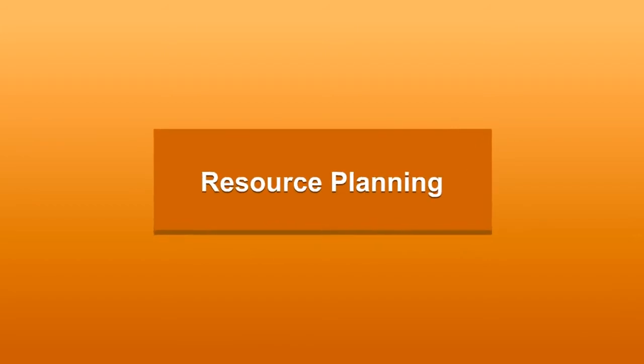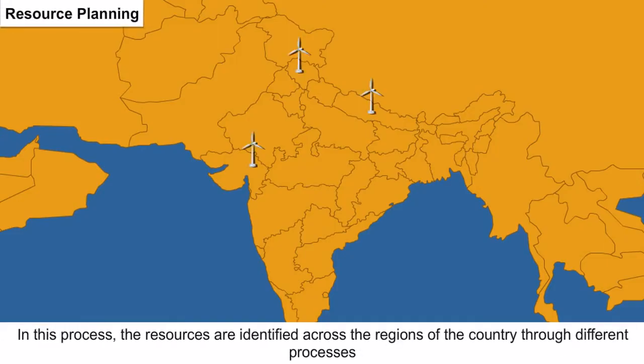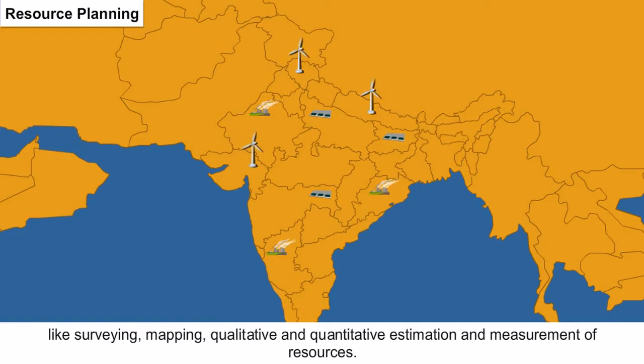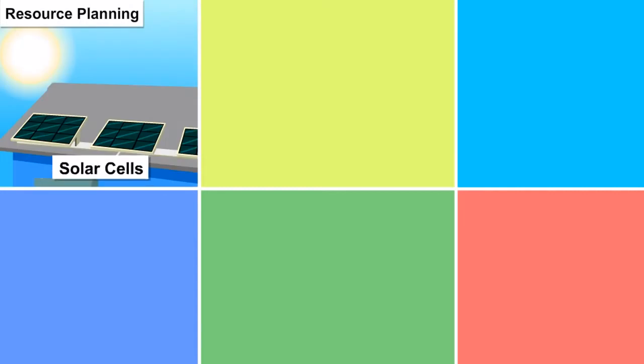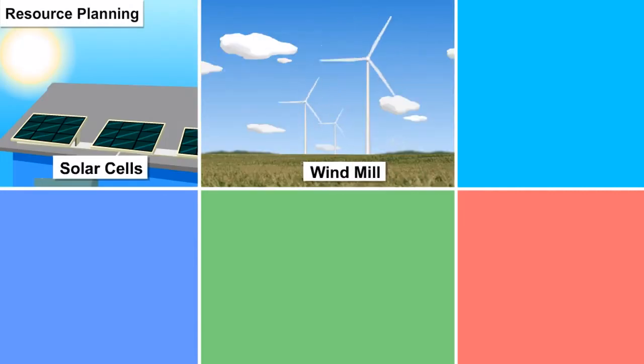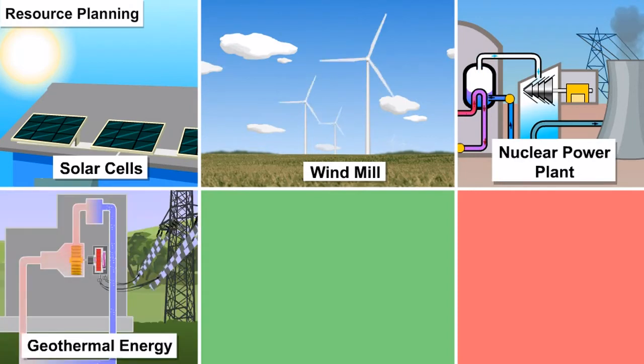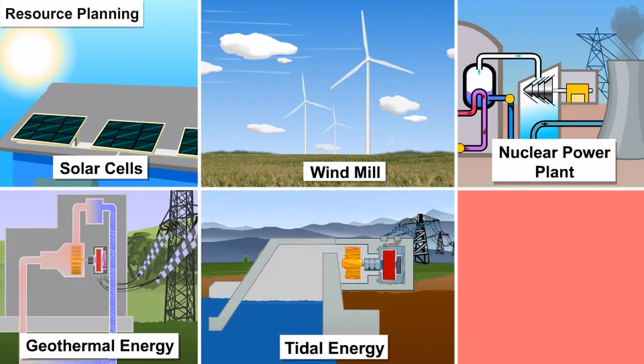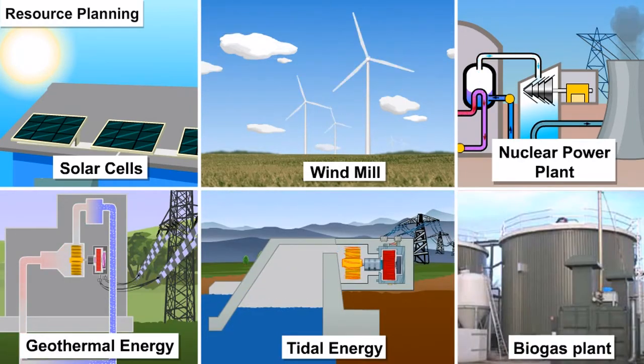Resource planning. In this process, the resources are identified across the regions of the country through different processes like surveying, mapping, qualitative and quantitative estimation, and measurement of resources. Apart from that, the planning structure gets developed with using necessary skills, technology and setup for implementing resource development plans, and then compare the resource development plans with national development plans.